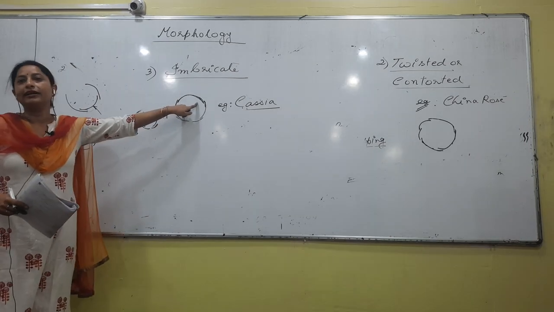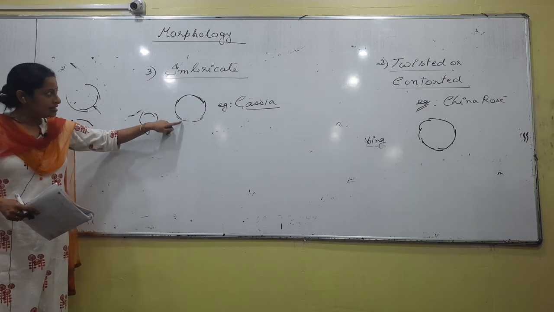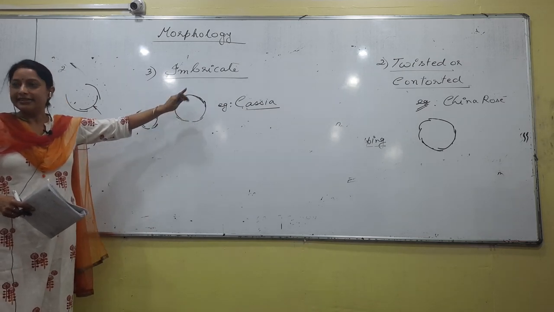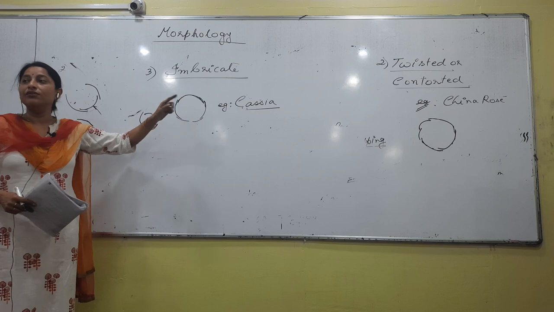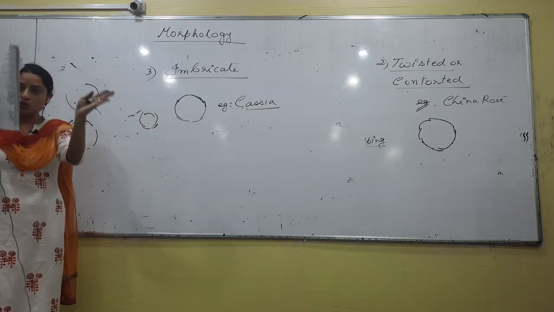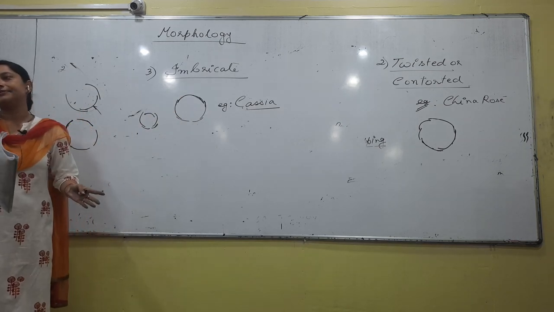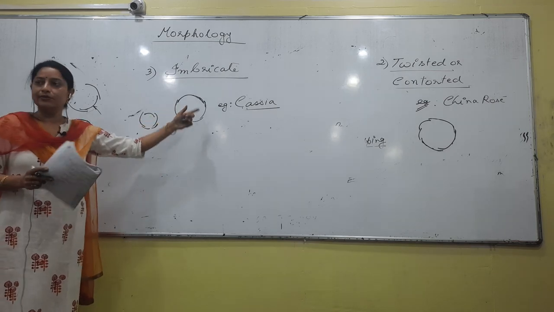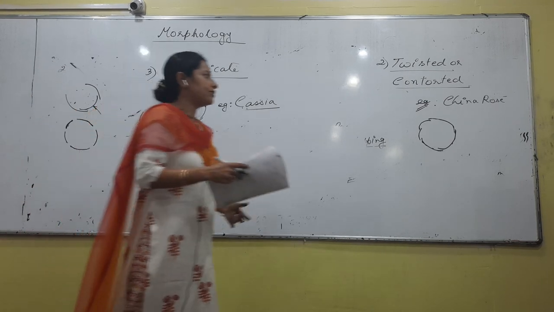Either you can remember this or you can remember this one. In the type of an imbricate estivation, you will see one petal which is overlapped by the two lateral petals. Right? It is on both sides. Remember that hint.